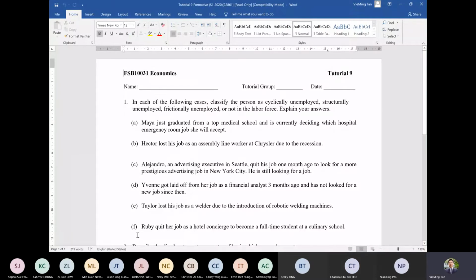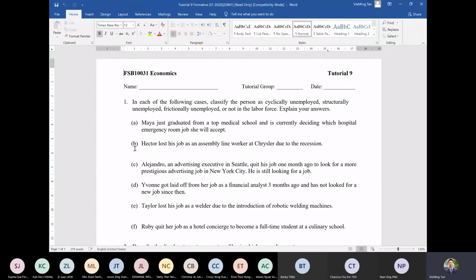Okay, so question 1 is based on each scenario, you are asked to identify what type of unemployment best describes each case. It can be cyclical, structural, frictional unemployed, or not in the labor force. Or maybe some of the scenarios described here, those people are not included in the labor force. All right, so we'll start from 1A.